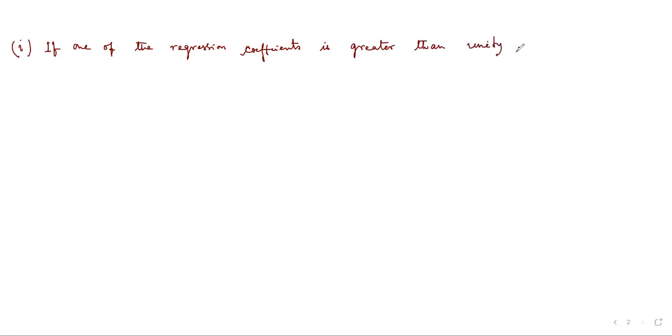Now, another important property that the regression coefficients satisfy among one another is the following: if one of the regression coefficients is greater than unity, the other must be less than unity.